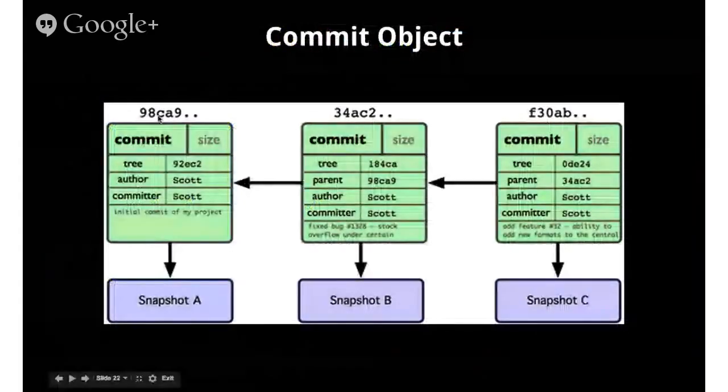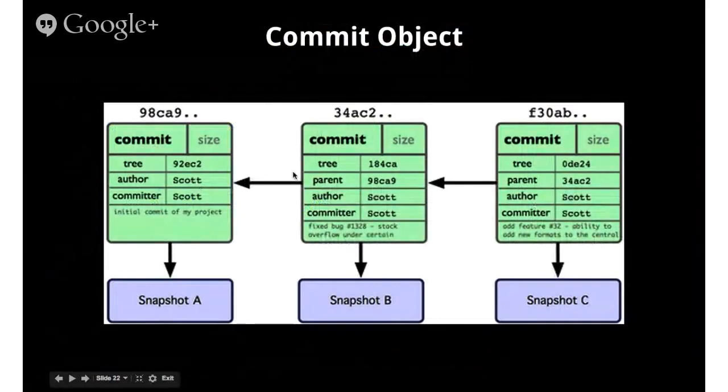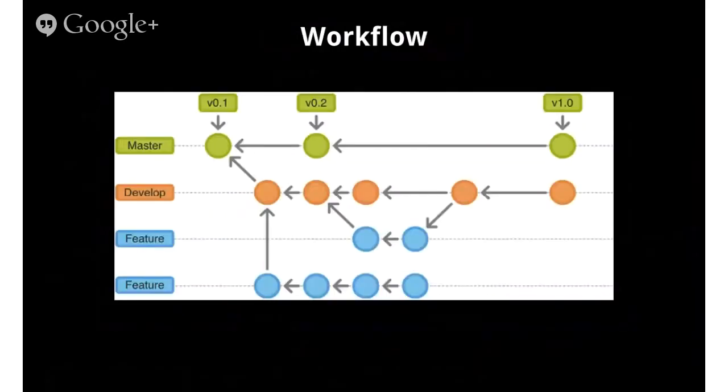Essentially, this has its own SHA, points to a tree, and every commit points to its parent. So this is the last commit, this is its parent, this is its parent. Does that make sense? I'm glad it does.